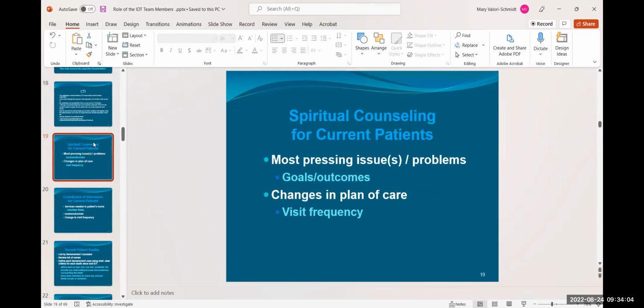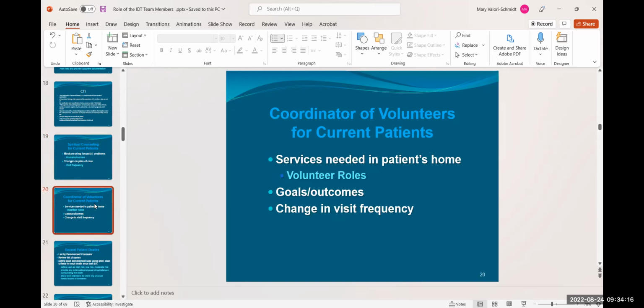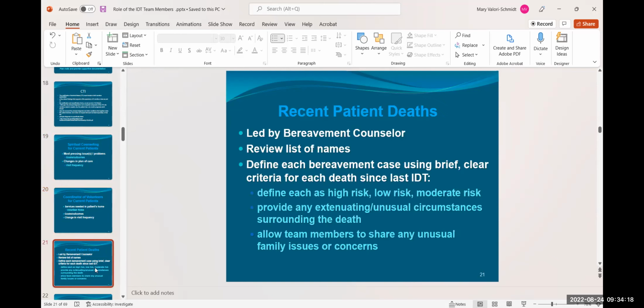Okay. And then spiritual counseling, again, for the routine patients, what issues are going on, if any, right? Are there any changes in the visit frequency, any changes to the plan of care? The volunteer coordinator, again, any changes?